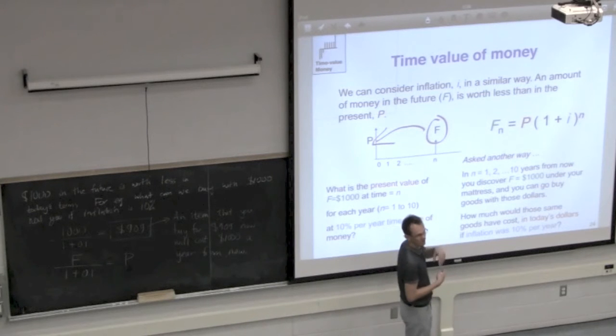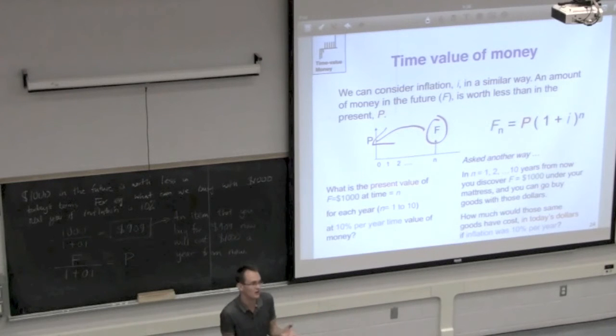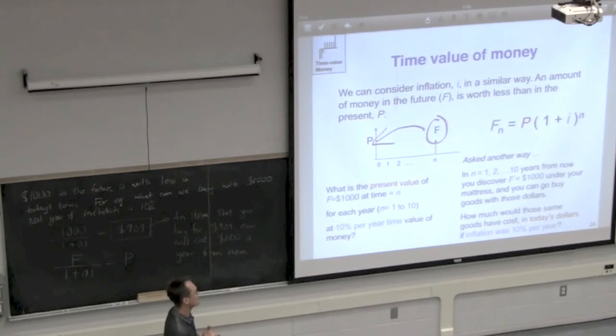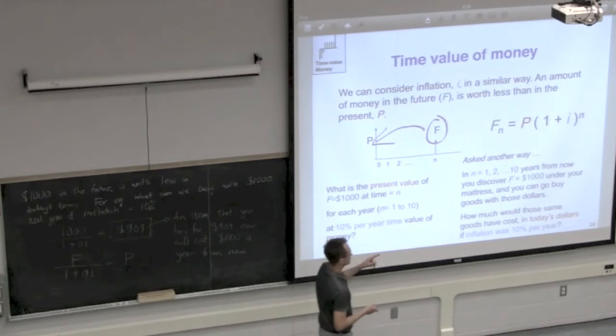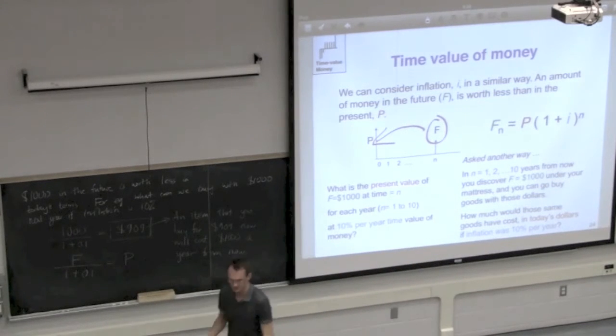So think 5 years, 10 years from now, you find this $1,000. So 10 years into the future, you go buy a certain amount of goods with those dollars. What we're asking is essentially, how much would those same goods have cost in today's terms, in an environment where there's a certain percentage of inflation, say 10%? Those same goods will cost less money.